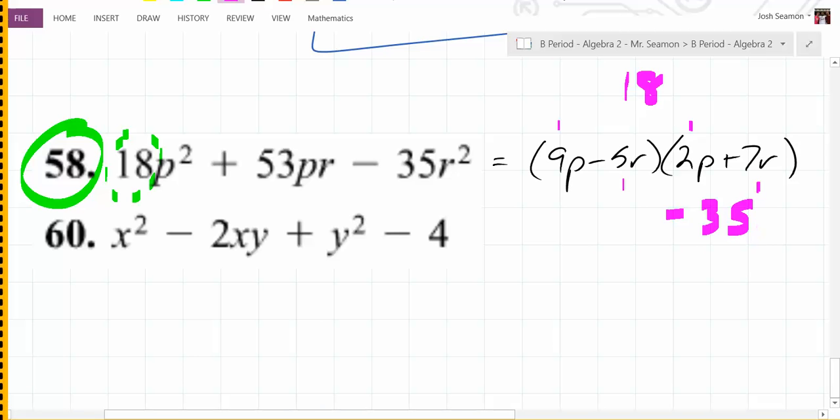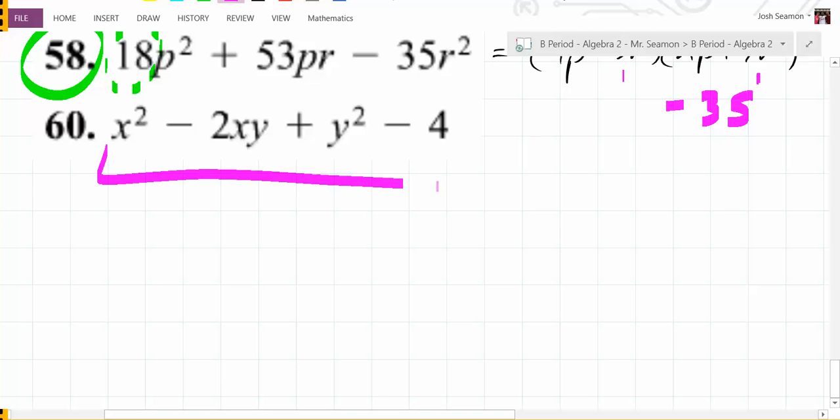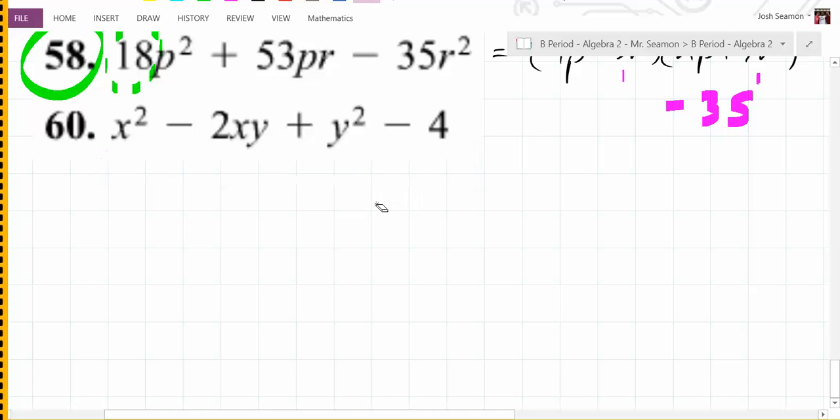-35. Now, the second one, this one's a little tricky, right? Because what's the greatest common factor of all 4 terms? What's the GCF of all 4 terms? Do they have any common factors? So what is the common factor?